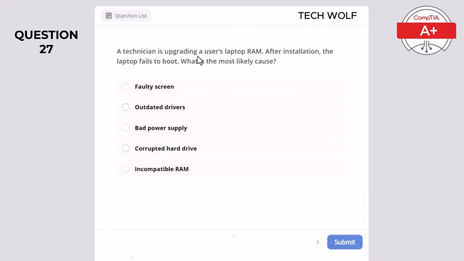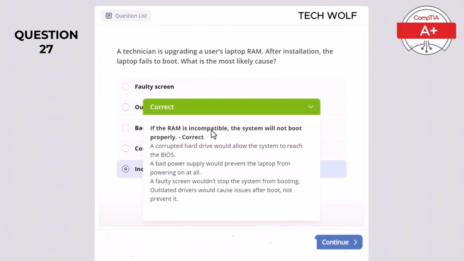A technician is upgrading a user's laptop RAM. After installation, the laptop fails to boot. What is the most likely cause? Faulty screen, outdated drivers, bad power supply, corrupted hard drive, or incompatible RAM. And the correct answer here is incompatible RAM. If the RAM is incompatible, the system will not boot properly.